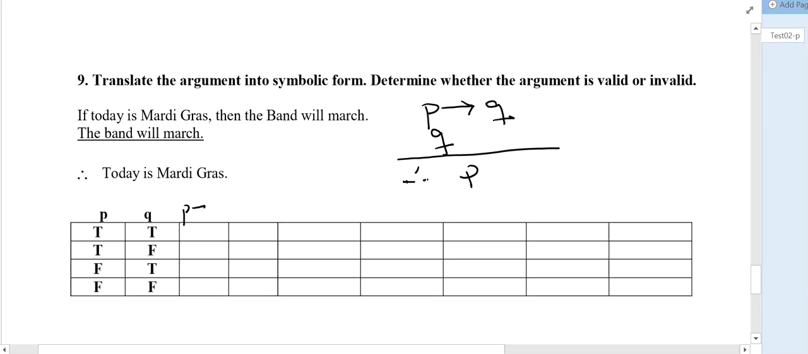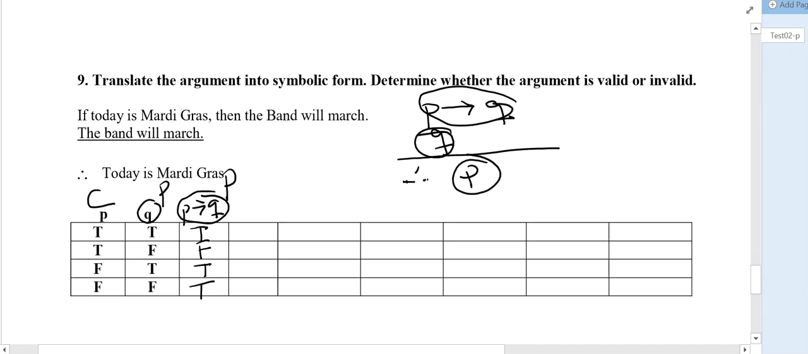Now what we need to do is build each one of these premises and the conclusion. So I need P implies Q. I have P implies Q. T gives a T, you're good. T gives an F, you're no good. F gives a T, you're good. F gives an F, you're good. Now, this is a very simple one because I have one of my premises right here. I have a second premise right here. And here's my conclusion right here.